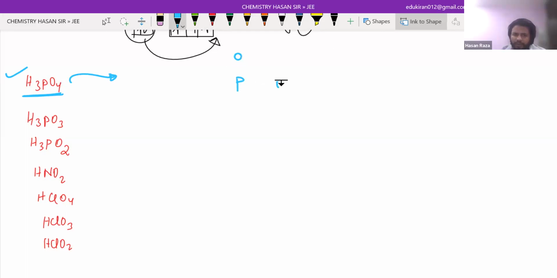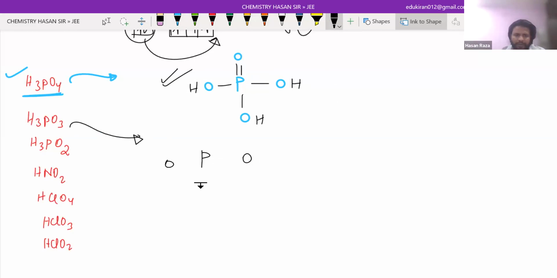You have 4 oxygens. You have 3 hydrogens. When oxygen is in between 2 atoms, it will form single bonds. So this is the structure. Is that clear?